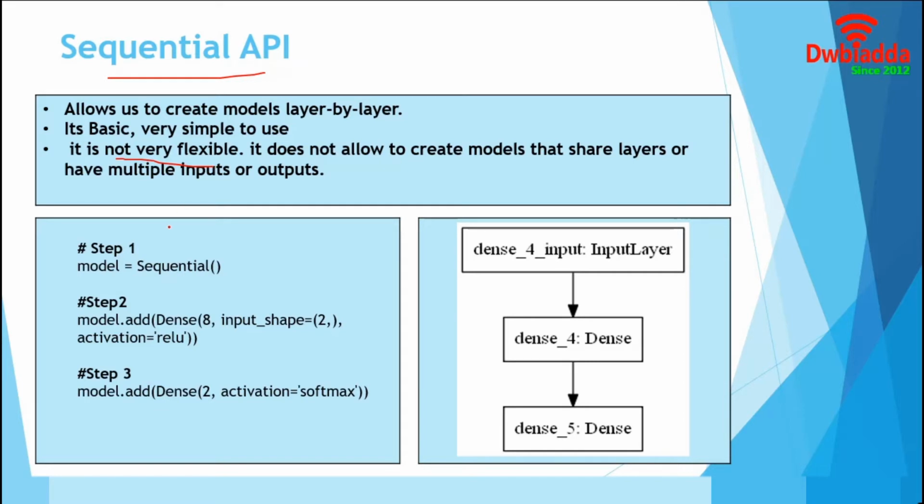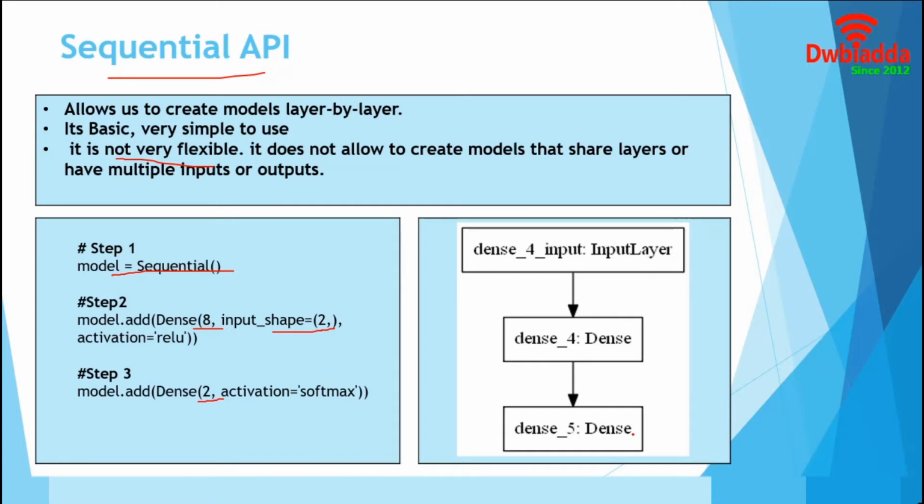A sequential model can be created by simply calling the sequential API, as specified in step 1. Then we have added a dense layer of 8 neurons, mentioning the input shape of 2, and in the final layer we have added another dense layer with 2 neurons. So we have 3 layers: first the input layer, then a dense layer, and finally another dense layer as output. This flow diagram tells the same thing. The data will flow sequentially from input to output layer.